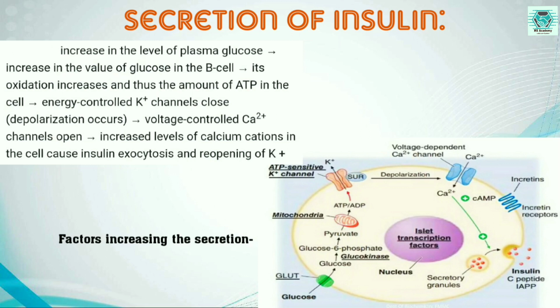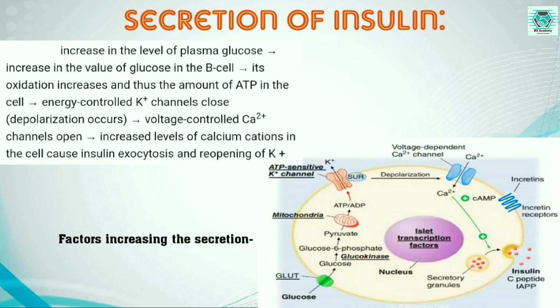After eating something, after absorption, there is an increased level of glucose in the blood, and then the insulin secretion is stimulated. Now, how does it occur? We can clearly see in the diagram the process of the stimulation. The increase in plasma blood glucose level increases the glucose in the B cell, then its oxidation increases and thus the amount of ATP in the cell.